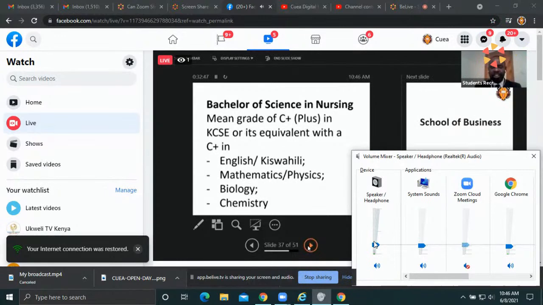So this is also one of the programs that is regulated by the Nursing Council of Kenya. It is accredited by the NCK, and the Nursing Council of Kenya also has its own requirements, which we have provided as the minimum requirement. So if you have better grades in the various courses, you can still join the program. In this program, we take a very limited number of students from both government and self-sponsored students. And therefore, you must have very good grades for you to be admitted into the program.